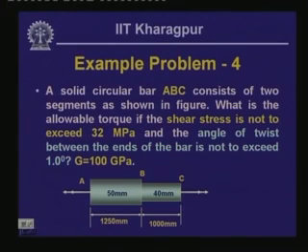Here you have different diameters of the shaft. The total shaft consists of 2 different diameters, but it is subjected to 1 twisting moment. So, you will have to find out the allowable torque that you can apply on this particular shaft if the stress and the rotation are limited.